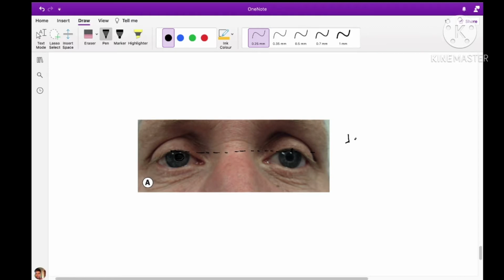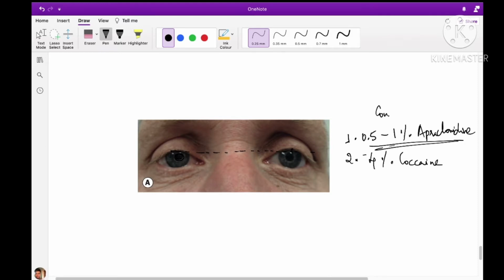So the first test is apraclonidine. We can use 0.5 to 1 percent apraclonidine, or we can use 4 percent cocaine. Actually, for confirmation, the apraclonidine test is done more nowadays. Cocaine is not that readily available, right? So this apraclonidine test is done.